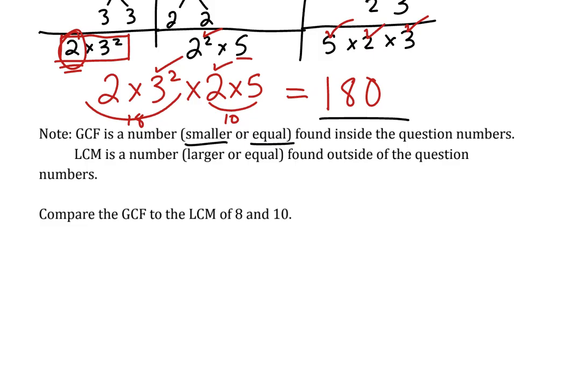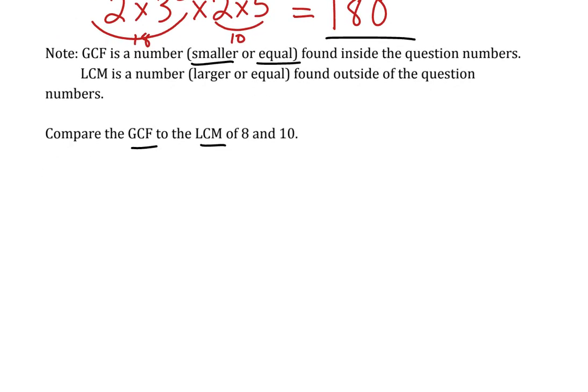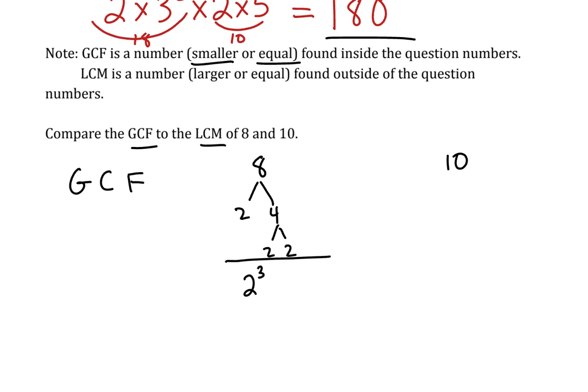So we're going to compare the lowest common multiple and the greatest common factor of 8 and 10. So first things first, let's do greatest common factor of 8 and the greatest common factor of 10. So let's do that prime factorization again. 2 times 4, 2 times 2. So we have 2 to the power of 3. That would be our prime factorization. 10, we only have 2 times 5. So our prime factorization of that would be 2 times 5.